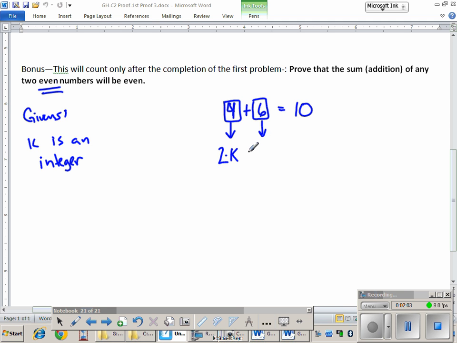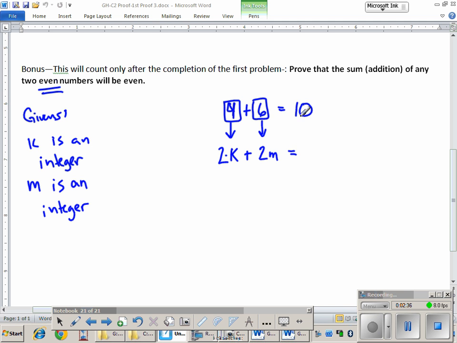Now, what we have to do over here is the same kind of thing. We have to generalize this spot in the calculation to be something that's also going to be even all the time. We cannot use k anymore because if I have 2k plus 2k, that implies I'm adding a number to itself. That's no good. I can, however, use a different variable. So let's say 2m. Again, I have to mention in my givens that m is an integer.